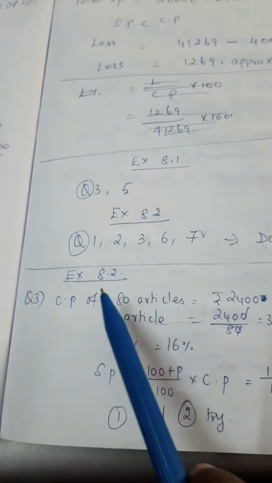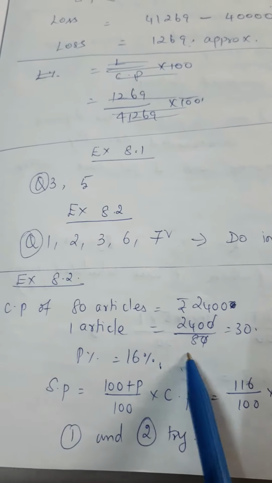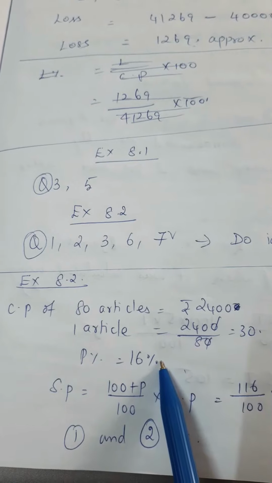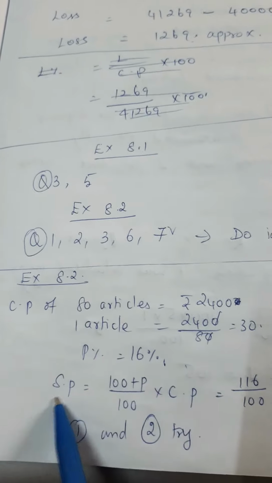The cost price of 80 articles is given, the profit percent is given, but they ask us to find the selling price of one article. So we need to find the cost price of one article. The cost price of 80 articles is 2,400, so the cost price of one article is 2,400 by 80, which is equal to 30 rupees. Profit is given as 16%. Again we have to find the selling price.